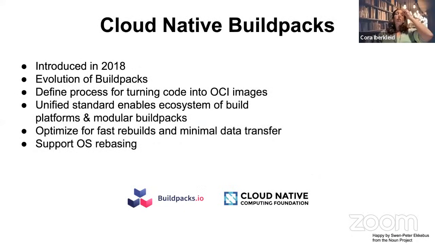In 2018, after Dockerfile, Kubernetes, and containers really took over and advanced, Heroku and Pivotal got back together and said, okay, let's revisit this project and create a version of it intended for Kubernetes and the container ecosystem. Let's also take advantage of this opportunity to improve some of the limitations we've had over the last few years. That was how Cloud Native Build Packs was born. That was 2018. It's part of the Cloud Native Computing Foundation now.